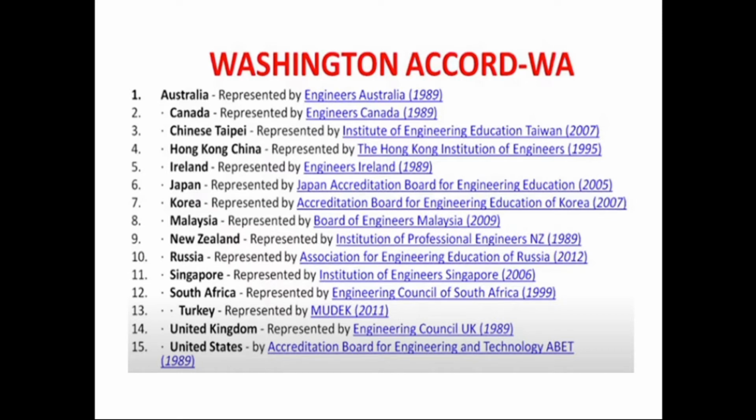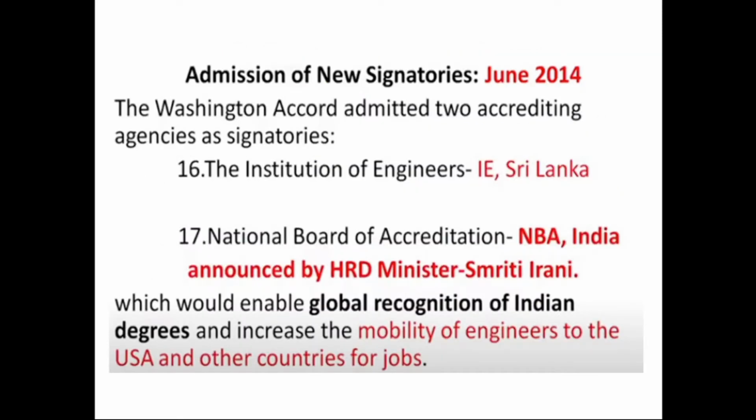There is good news after 2014: the HRD Minister Smriti Irani signed with the Washington Accord to go for NBA accreditation in India, which enables global recognition of Indian engineers and Indian degrees, and also increases the mobility of engineers to the US and other countries for higher education and other programs. The significance is mainly this global recognition, employability of engineers outside the country, as well as getting research funds from agencies like DST, DSIR, TIFAC, UGC and AICTE. In the same year, June 2014, one more country, Sri Lanka, also became a member of the Washington Accord.